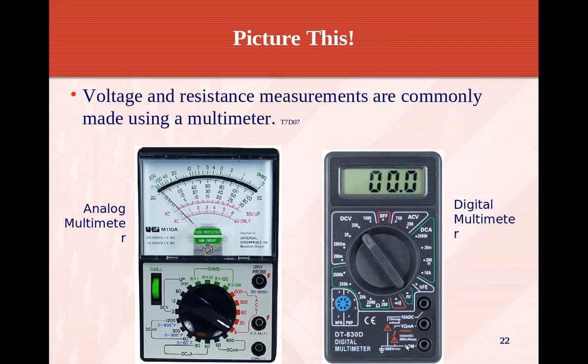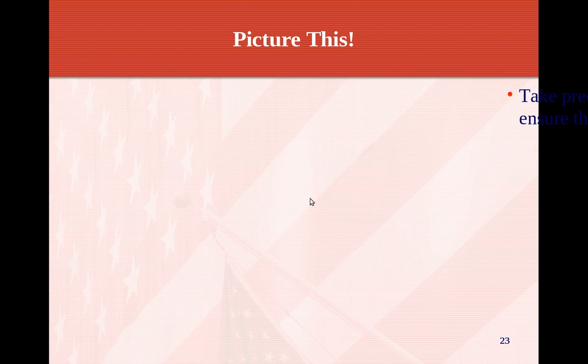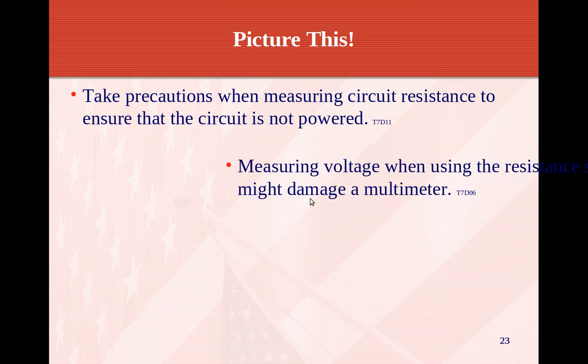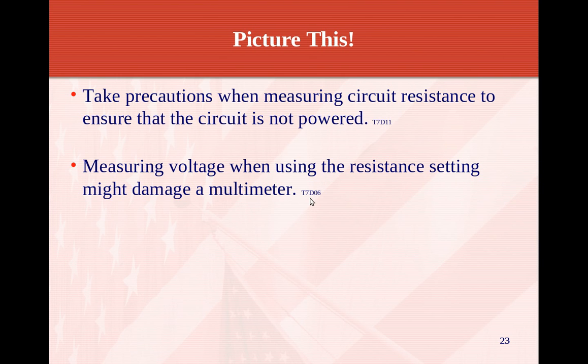Let's see, there is a CAT rating on here, and I don't see a CAT rating on this one. Nope. There's category 1, 2, and 3 for meters, and that's a safety thing. So if you get the cheapo meters, that's okay if you're experimenting with low voltage, low power. But if you're doing anything with 120 volts or measuring anything over an amp or so, get a good name brand like a Fluke, just for safety. So anyways, measuring voltage when using resistance settings might damage the multimeter.